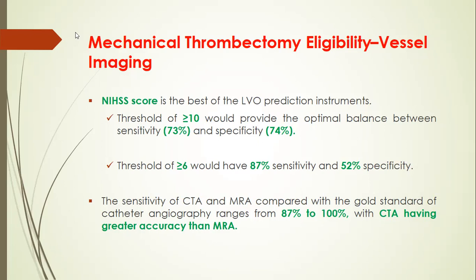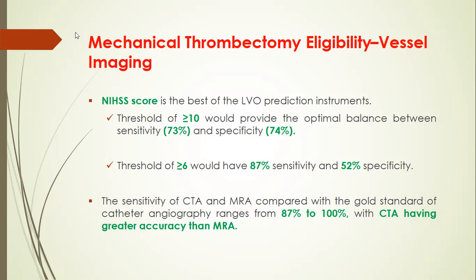The threshold of NIH score 10 or more than or equal to 10 indicates there is a chance of large vessel occlusion. If a patient in the emergency has an NIH score of more than or equal to 10, it indirectly indicates large vessel occlusion on a clinical basis. You should be alert enough. After thrombolysis, you should plan to transfer the patient to a center where mechanical thrombectomy is possible. NIH score cutoff is more than 10; if you decrease the cutoff to more than 6, it has a sensitivity and specificity of 87 and 52% respectively.